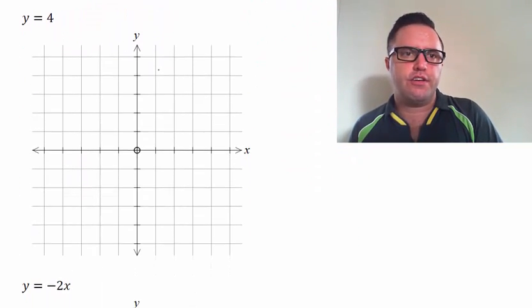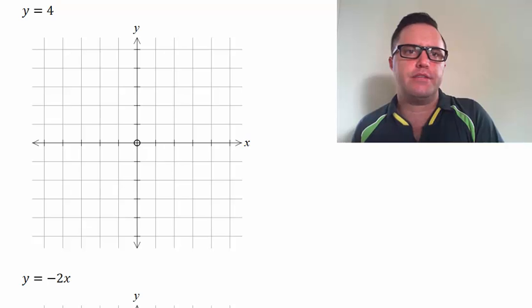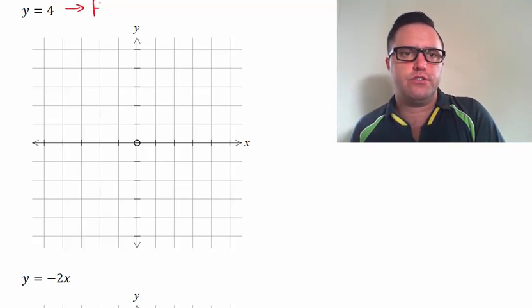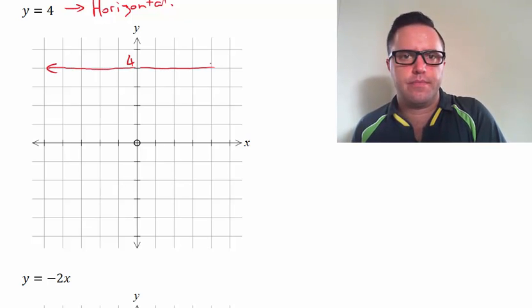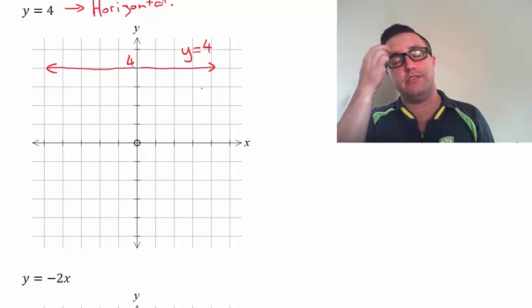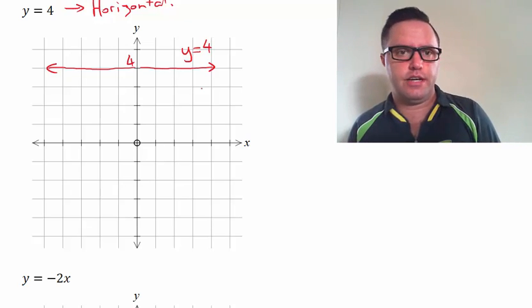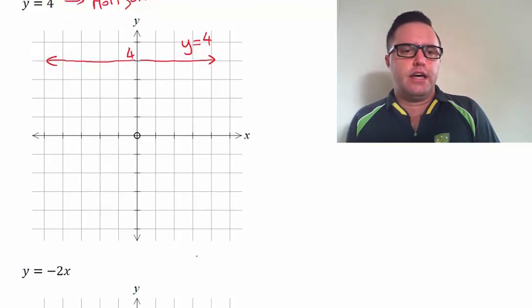Let's sketch the following function: y equals 4. Remember, that's one of our special functions, and so this is going to be a horizontal line, such that y is always equal to 4. So 1, 2, 3, 4, and we're just always going this way. So this one is y equals 4. Quite easy to do those ones, without necessarily much algebra.